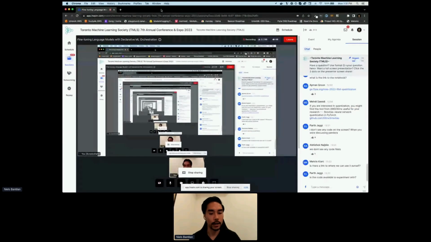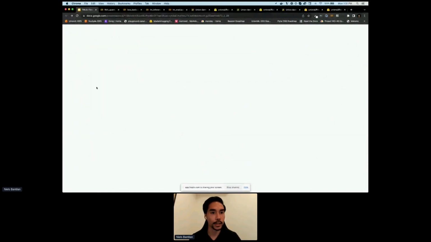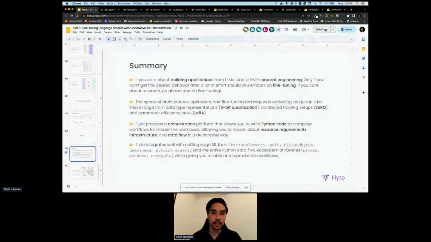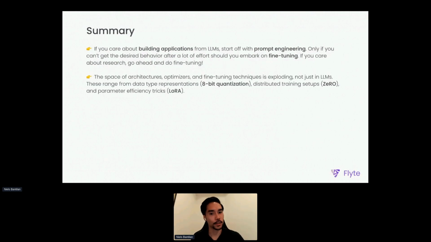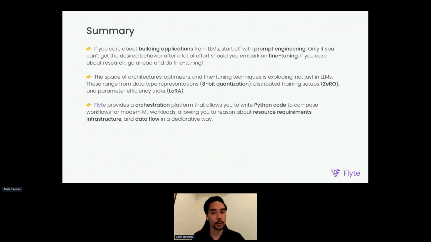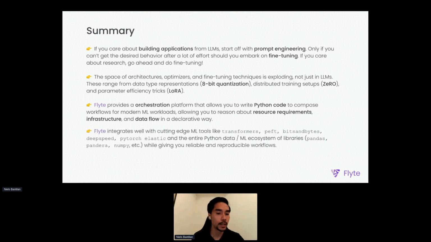The last thing I'll end with is basically, if you care about applications, then prompt engineering is probably the way to go. But fine-tuning is a good option if you've kind of exhausted all your options. There's a huge space of architectures, optimizers, and fine-tuning techniques. We've only covered 3 of them today. Flyte allows you to orchestrate these various pieces in a reliable and reproducible way, allowing you to specify resource requirements and data flow. And it also integrates with the machine learning and data stack.